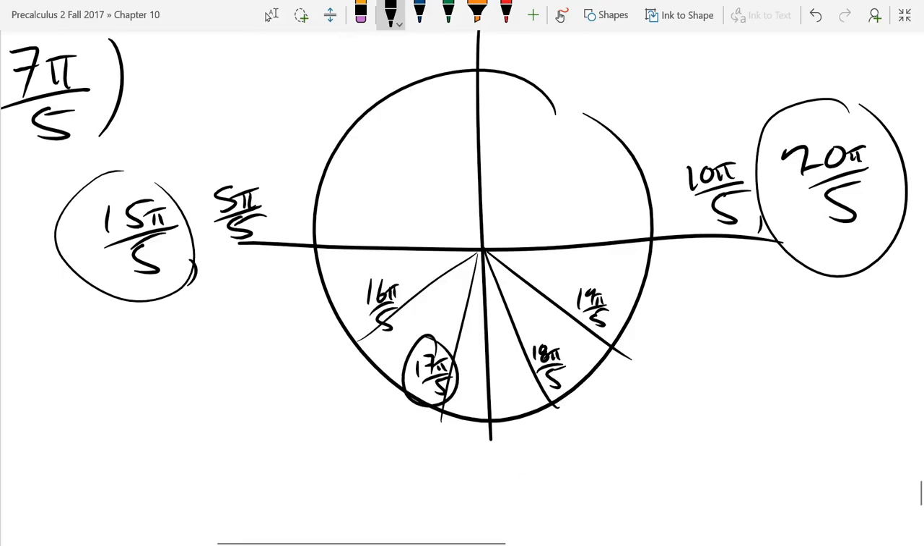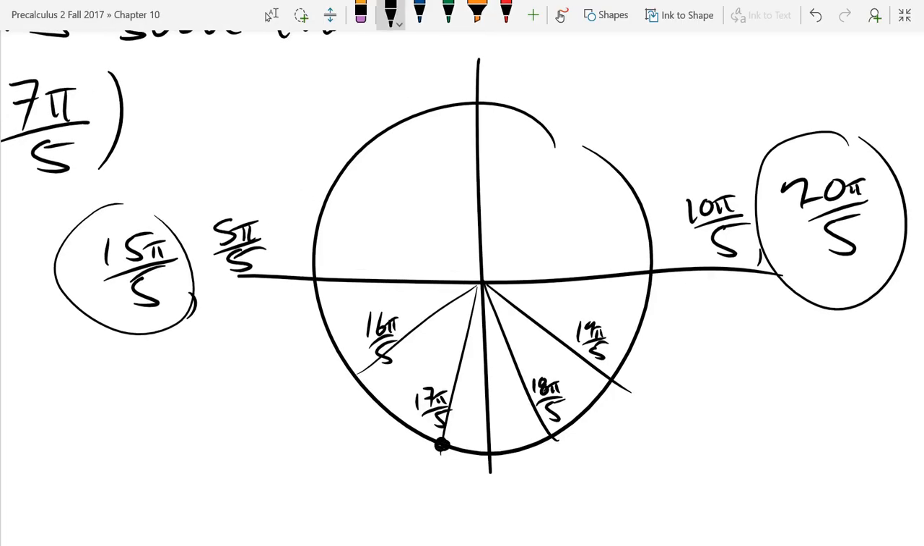All right, so 17 pi over 5 is the angle that we're interested in, so I'm going to ignore all the other ones. I want the x-coordinate of that angle, so it's going to be right there. So visually, I can write down where the other point's going to be. It's going to be right up there. What's the measure of that angle? How will that angle compare to this angle? Depending on how you measure, they're either the same or they're negatives of each other.